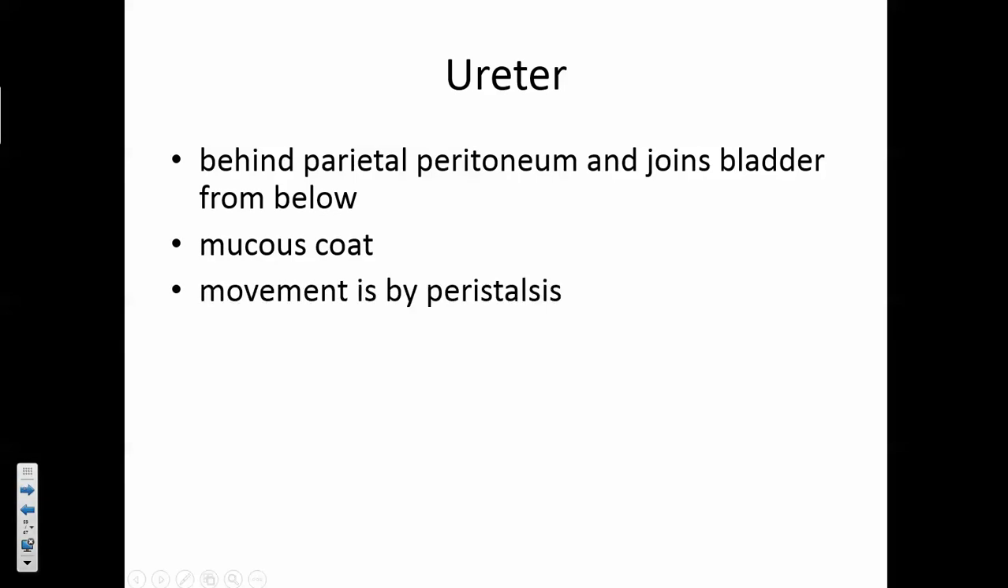It's lined with a mucus coat, and urine doesn't pass through it because of gravity. It's like the esophagus. It's squeezed through peristalsis. Remember, peristalsis is a wave of smooth muscle contraction.